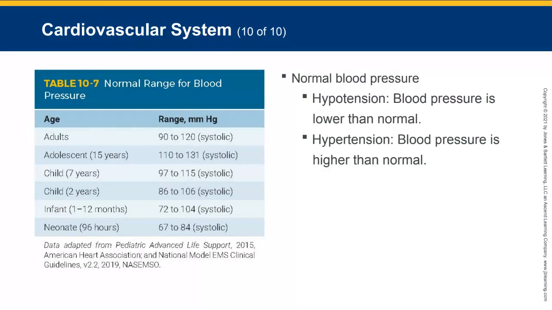Normal blood pressure. Sorry, hypotension is blood pressure that is lower than normal. Hypertension is blood pressure that is higher than normal. And the normal range is listed in table 10-7. And these are charts that you should have in your protocols or guides in your protocol.